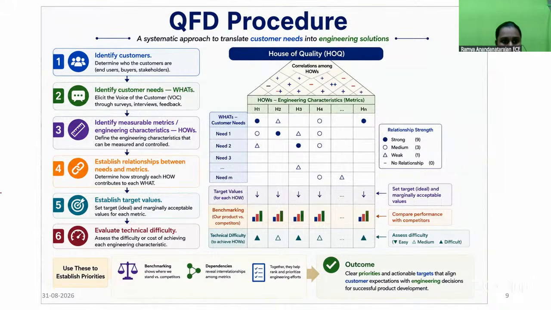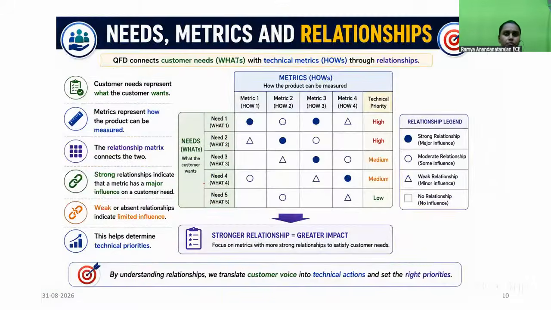The procedure is as follows. First, you identify the needs of the customer. Then you identify measurable metrics. That is, we first find out what we need to do, then we decide how we do it. Then we go for establishing the relationship between needs and metrics. After that, we establish target values. Then we evaluate the technical difficulty. This is the QFD procedure that we are going to follow.